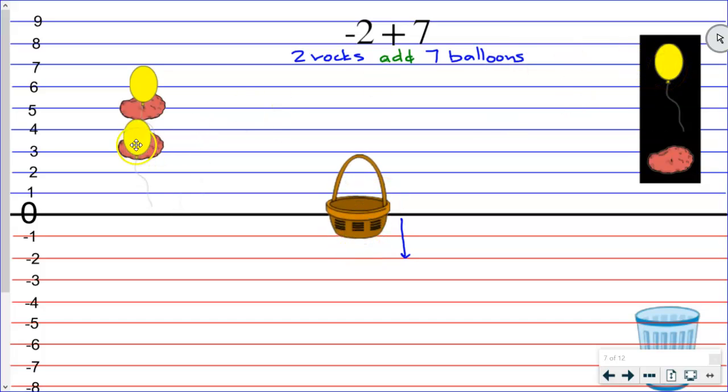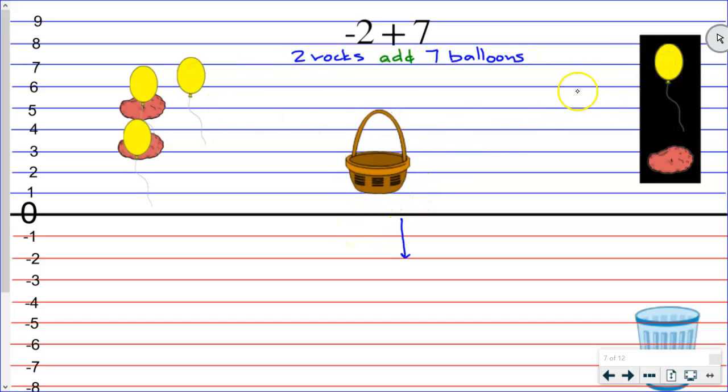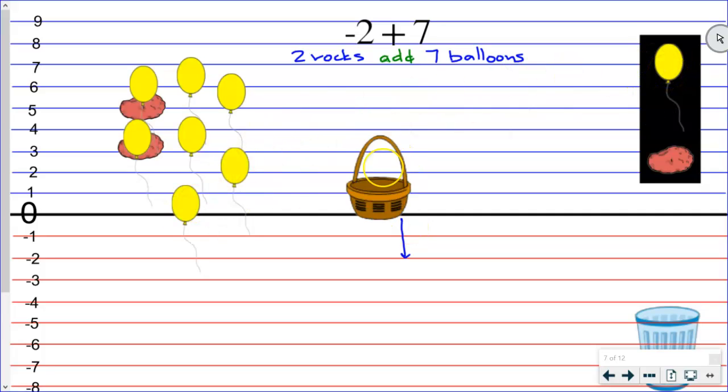Adding the second balloon, is it really doing a whole lot? Still zeroing out a rock. And now, adding another balloon, now we start raising up, right? 4, 5, 6, and 7. And I left off, let's see, 2. So 1, 2, 3, 4, 5, 6, 7.